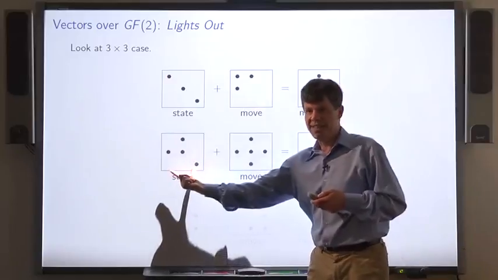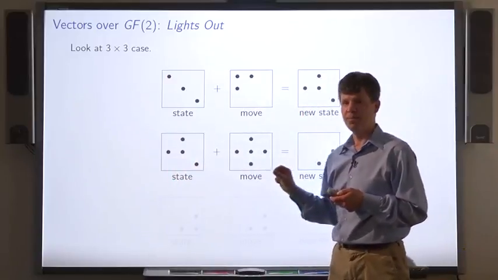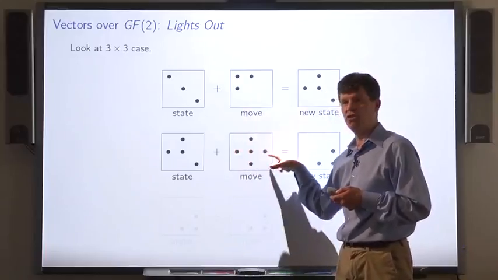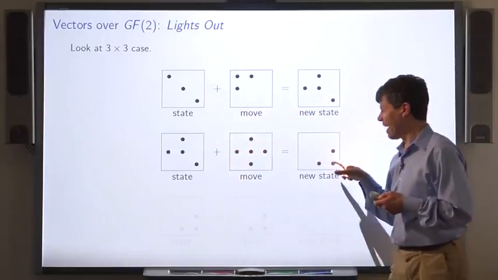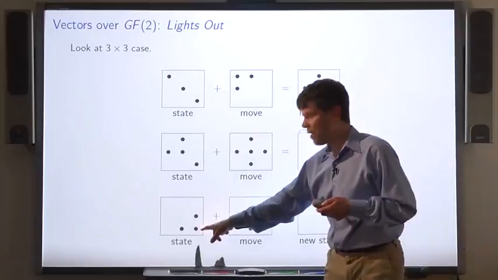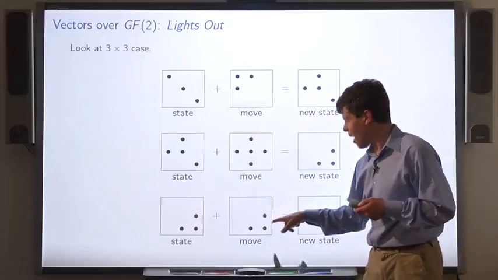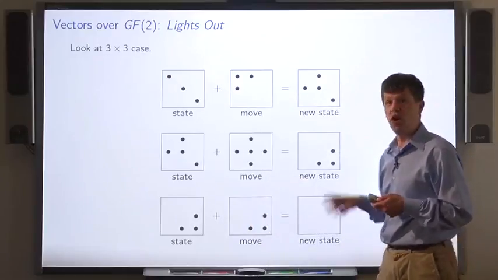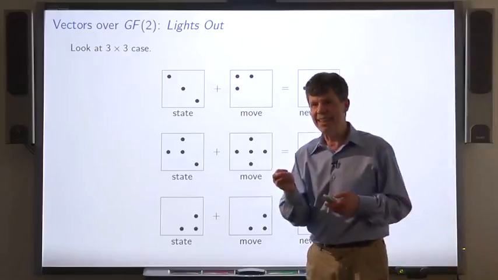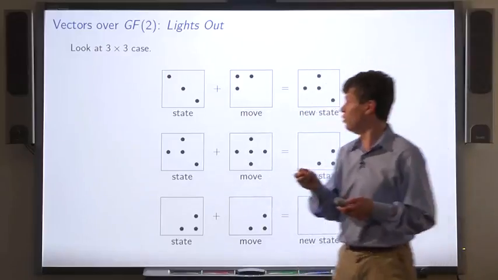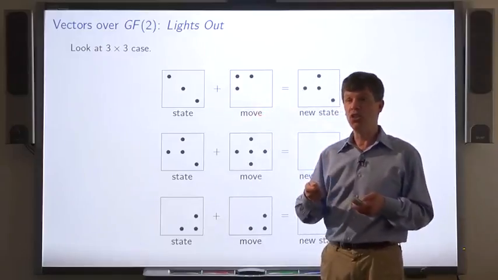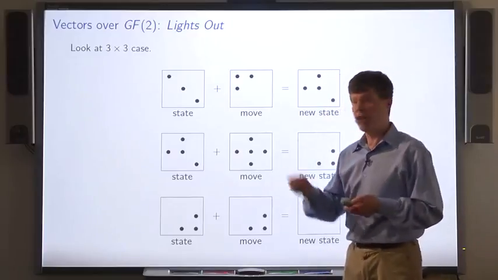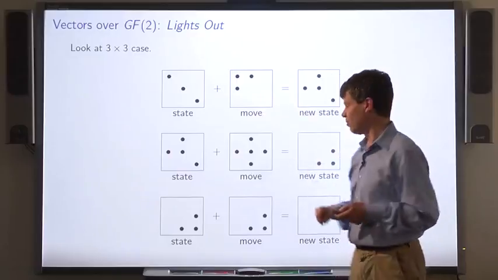Similarly, given this state, we push the button in the middle, it toggles the light in the middle, the lights directly above and below, and the lights to the left and right, resulting in this state. Finally, from this state, if we push the button in the bottom right, it toggles these positions, giving you the state in which all the lights are out. The key idea here is when we use vectors over GF2, adding a vector toggles exactly the positions where the vector we're adding has 1s. So we can use GF2 vectors to model the process of pushing buttons in Lights Out.